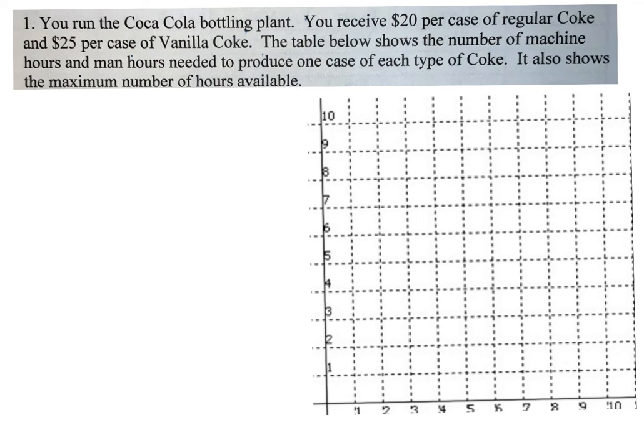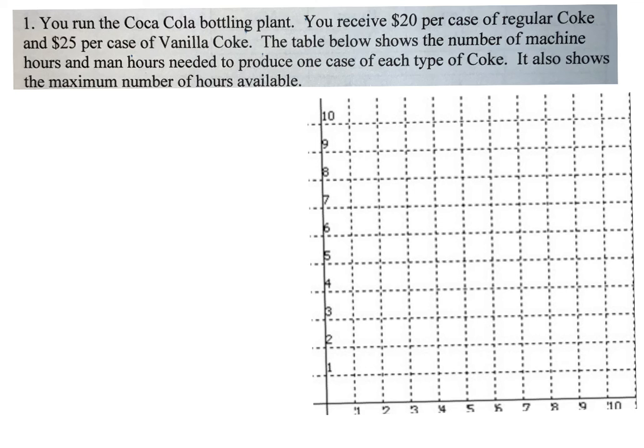This one together. You run the Coca-Cola bottling plant, you receive $20 per case of regular Coke, $25 per case of vanilla Coke. The table below shows the number of machine hours and man hours needed to produce 1 case of each type. It also shows the maximum number of available hours. All right. They want me to maximize my profit, which makes sense. And they want me to list the constraints.